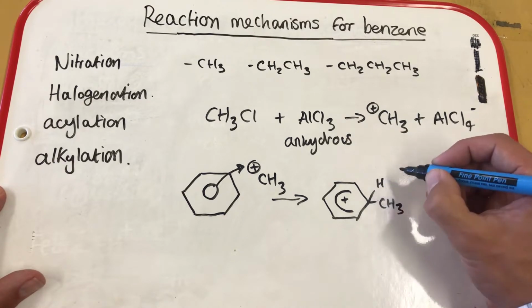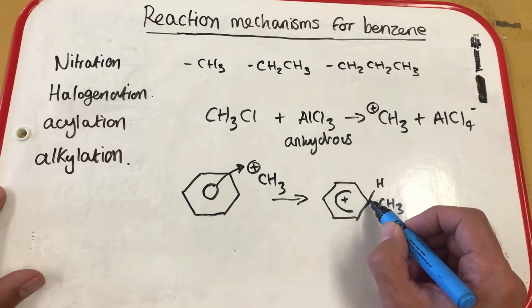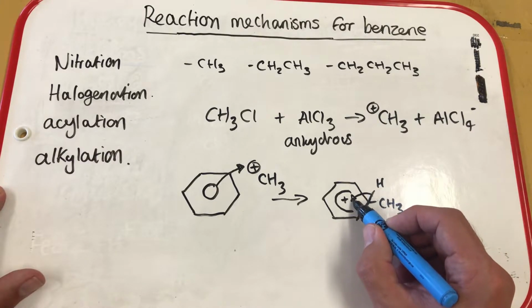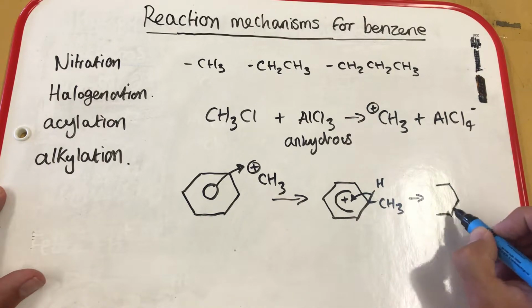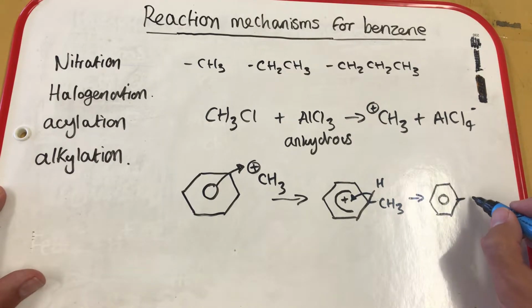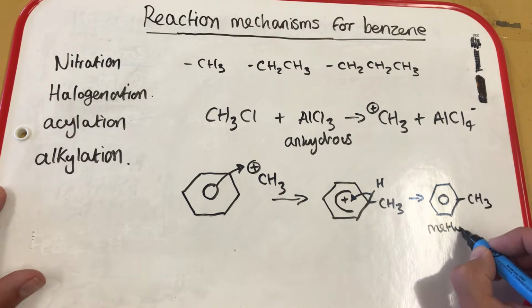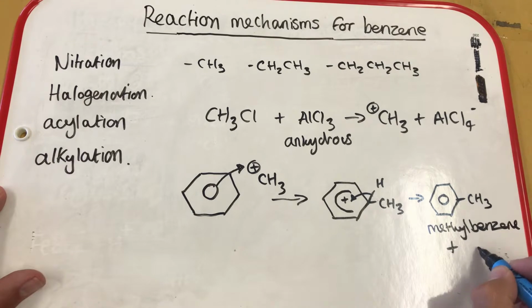The CH3 group is attached. The electrons bonding the hydrogen to the carbon will delocalize into the ring. The hydrogen will be removed as a proton, and methyl benzene will be produced, along with the proton which has been released here.